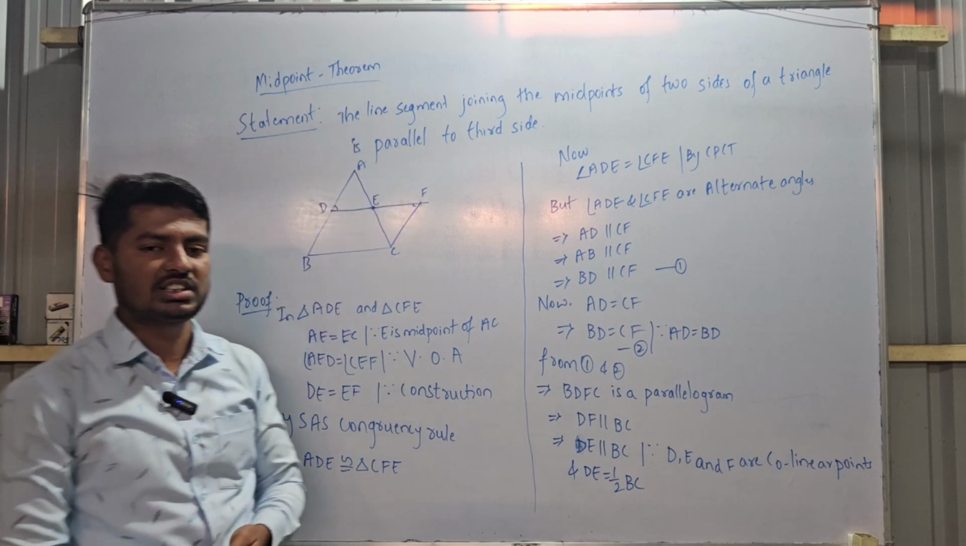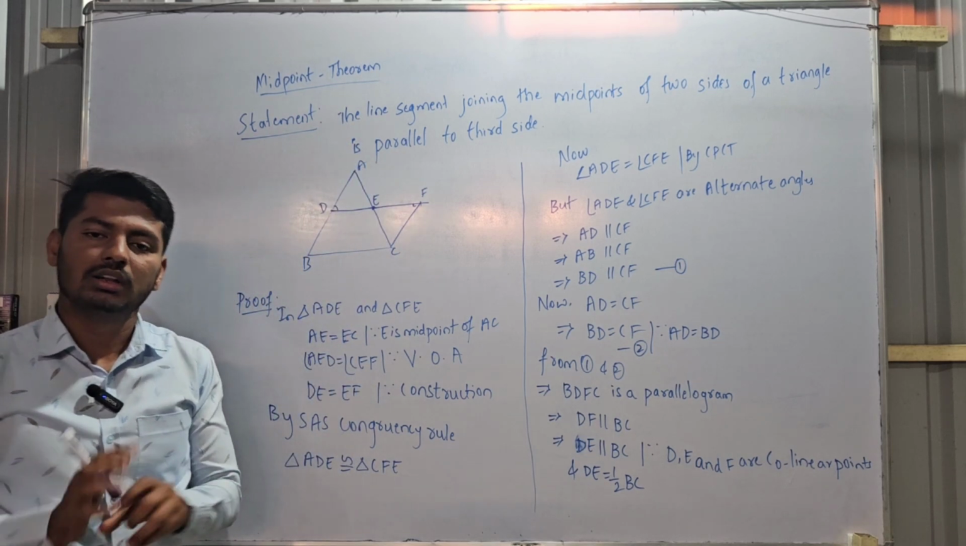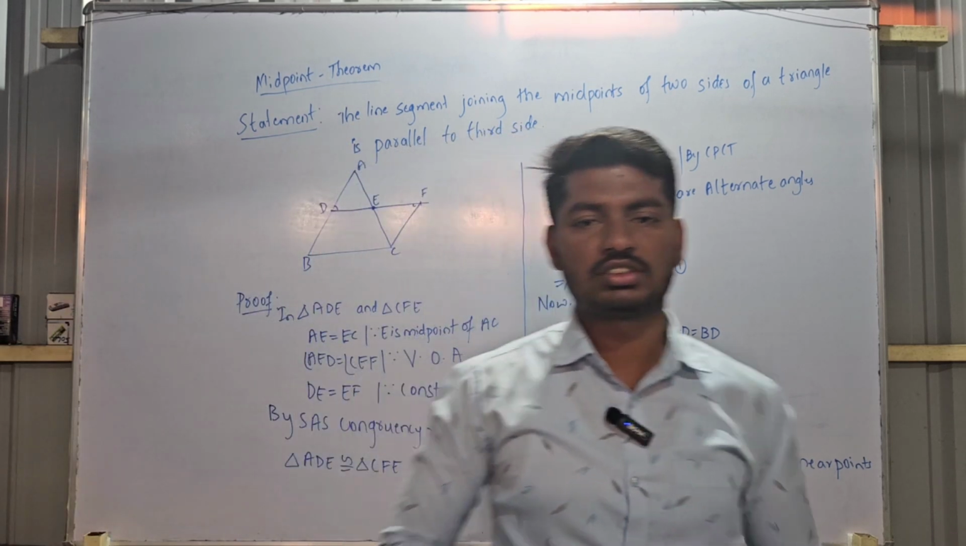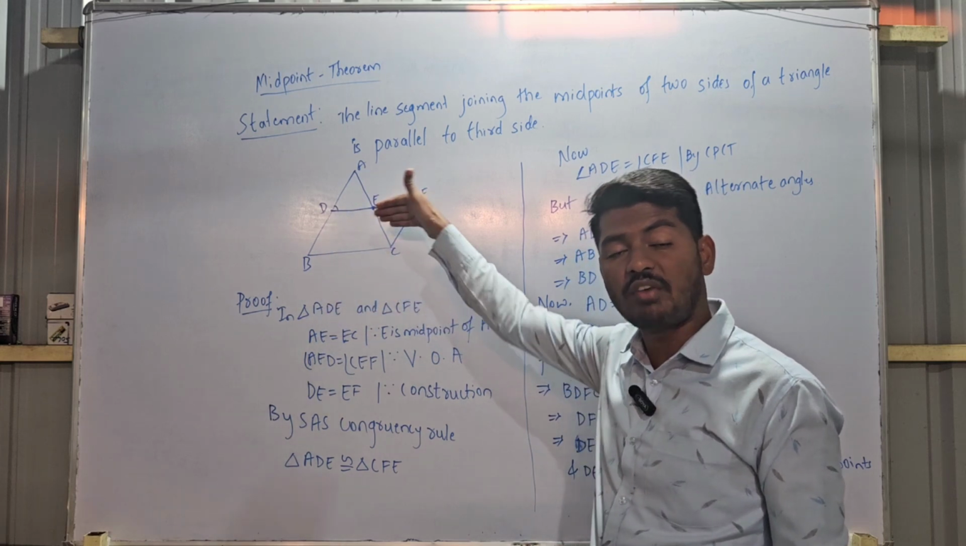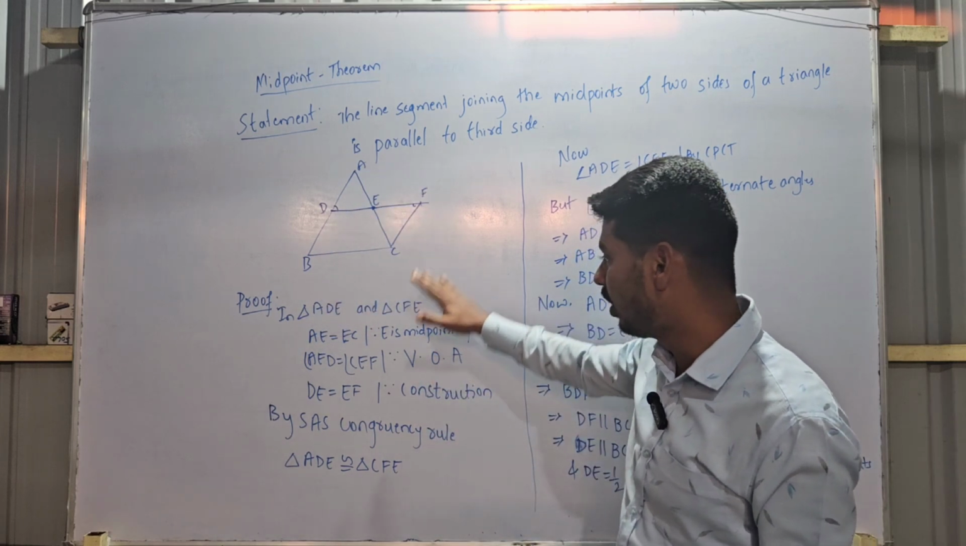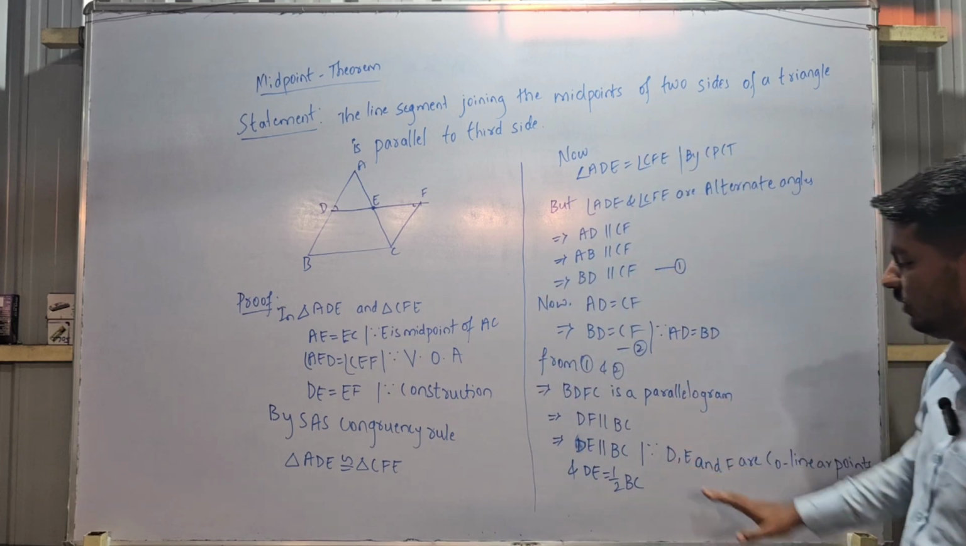So this is the proof of the midpoint theorem. The midpoint theorem states that the line segment joining the midpoints of any two sides of a triangle is parallel to the third side and is half of the third side. So this is how the proof of the midpoint theorem comes.